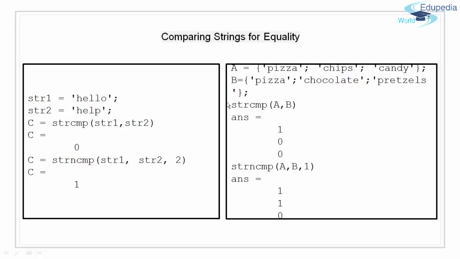On the right we have cell arrays of strings. A with the words pizza, chips and candy, and B with the words pizza, chocolate and pretzels. When we do strcmp for these two cell arrays of strings, we get a column vector that shows 1 if the complete string at that position matches. Similarly, we do strncmp up to the first character and then we get a column vector with two ones in it.